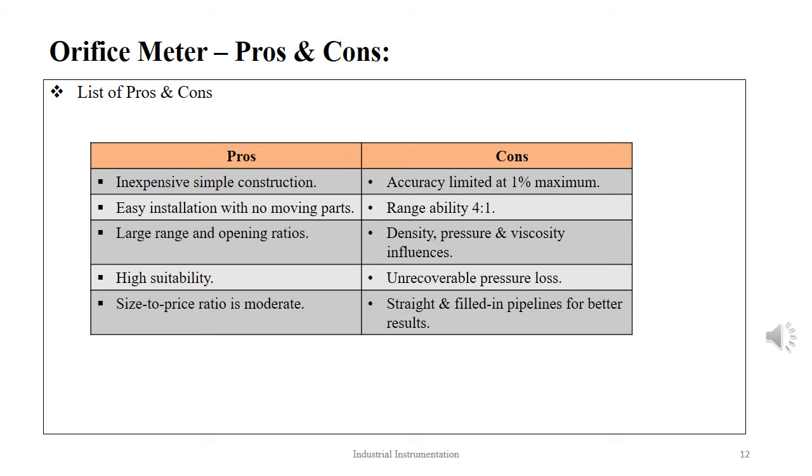But the limitations are the accuracy is limited in the range of 1% maximum. The rangeability is 4:1. Density, pressure, viscosity, all these factors influence the flow measurement. Unrecoverable pressure loss, which is around 65%. Straight and filled pipelines are required for better results.